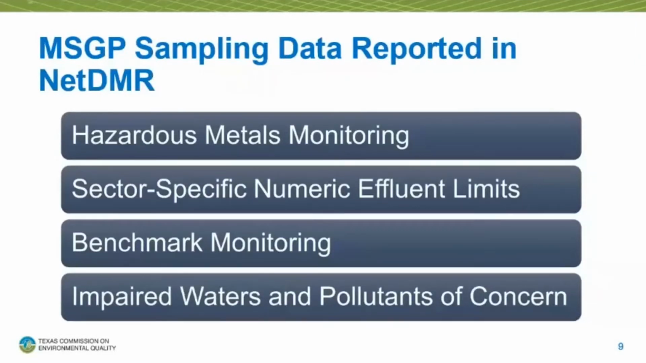So now we can really dive into the different monitoring and sampling requirements under the multi-sector general permit. And specifically, we're going to, of course, focus on what needs to go into the Net DMR system. So what are you required to report in Net DMR? These 4 types of monitoring would require reporting in Net DMR. First, the hazardous metals monitoring, the sector-specific numeric effluent limits, our benchmark monitoring, and then monitoring for impaired waters and pollutants of concern. And so I'm going to take a minute to talk about each of those types, and then we'll dive into some examples.